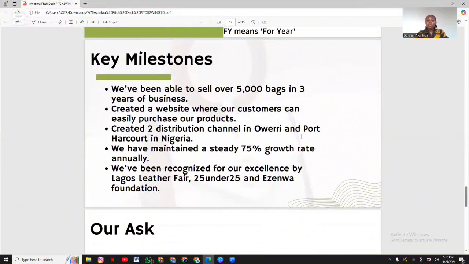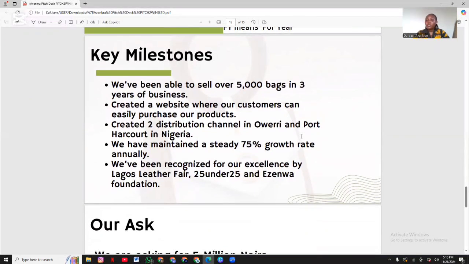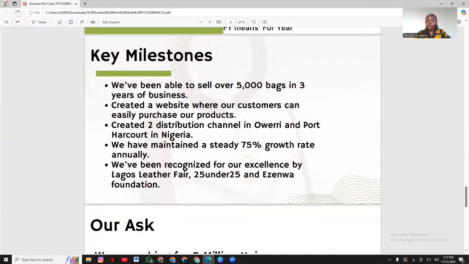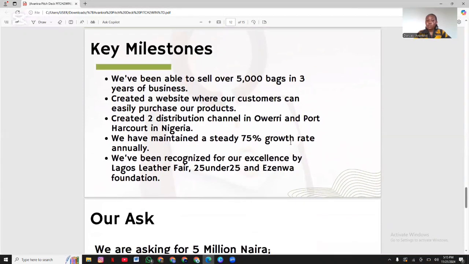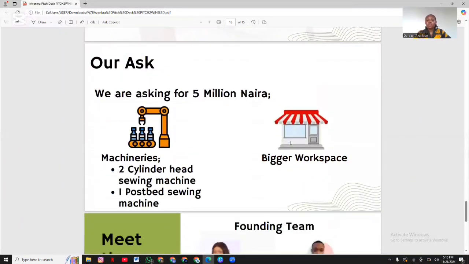Our key milestones, this is not really necessary if you don't want it in your business plan or pitch deck. I've already pointed out the 10 keys you need in your pitch deck, so you can use those ones. These key milestones are not really important. If you really want it in your pitch deck, you can actually put it there. So this is a hack.